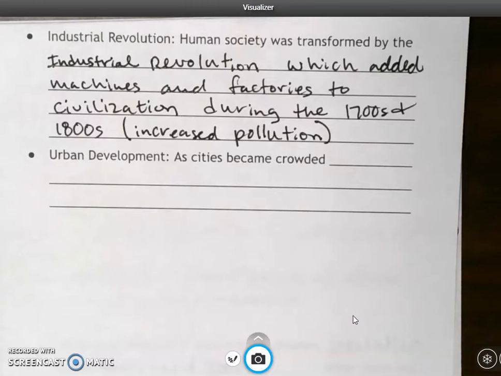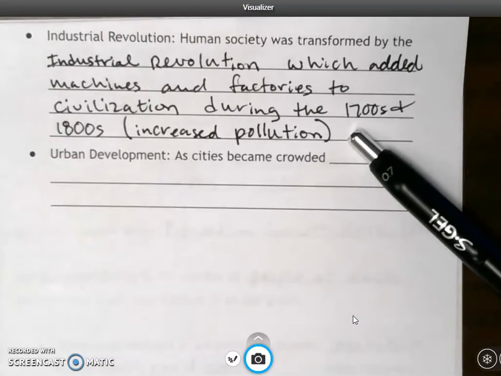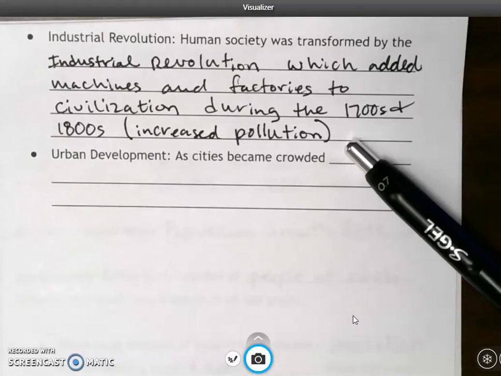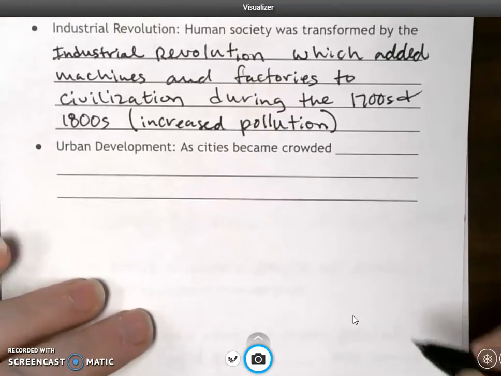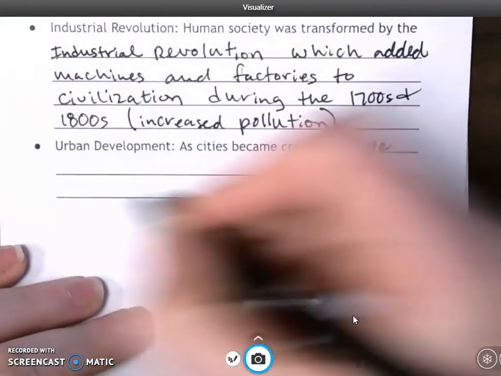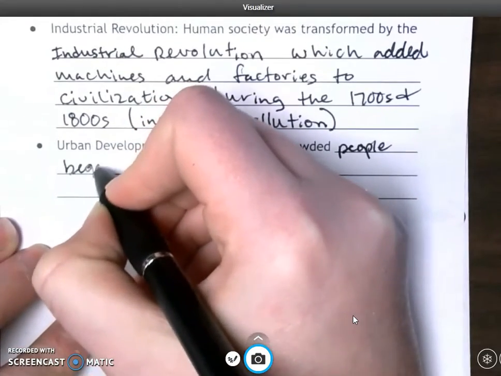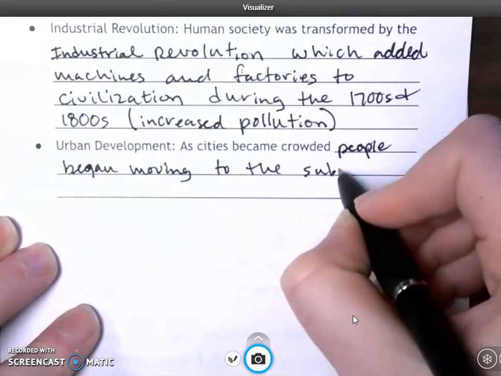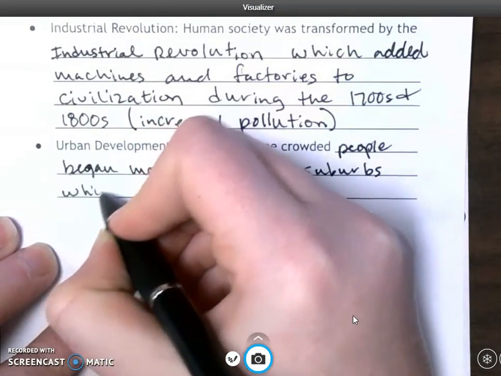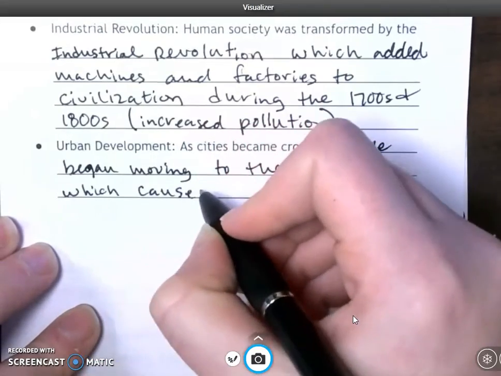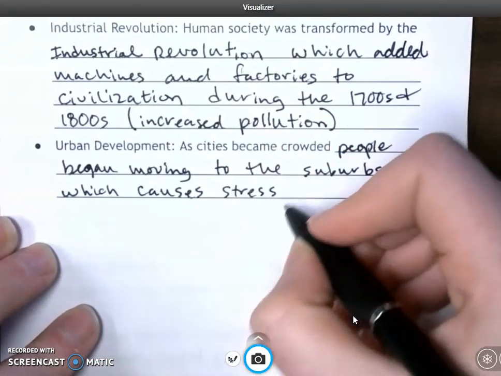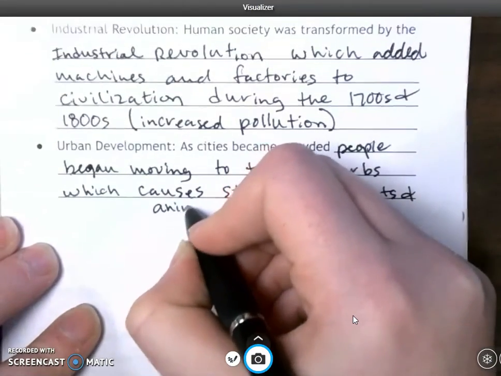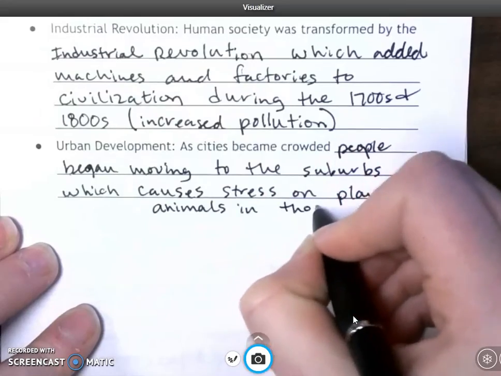Because the factories from the Industrial Revolution were in cities, cities became very, very crowded. People didn't want to live in those crowds, so they began to move to the suburbs. So people began moving to the suburbs, which caused stress on plants and animals in those areas.